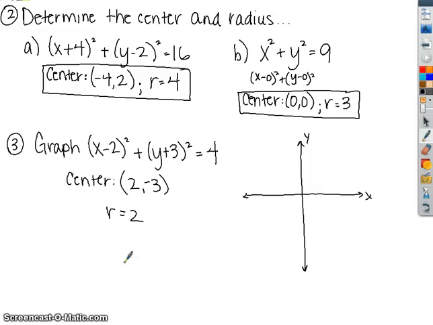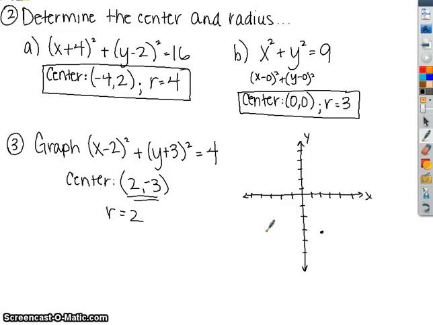Okay, so when you graph a rough sketch of a circle, start by plotting your center. I want to plot (2, -3) on my coordinate plane. Let me put some marks on here now that I know what numbers I'm working with. So (2, -3) is going to be right about there. There's the center.